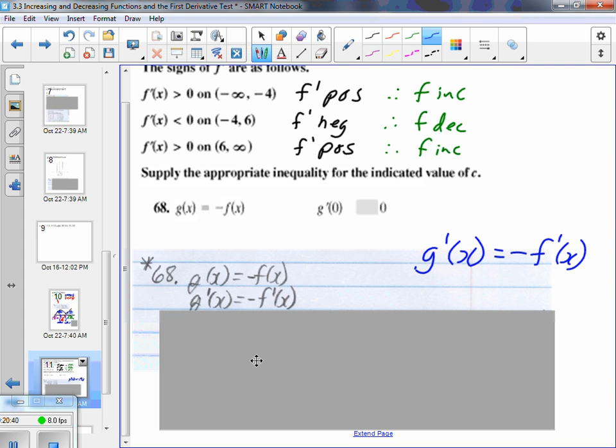g prime and f prime have opposite signs, don't they? If f prime is a positive number and there's a negative sign in front of it, then g prime is going to equal a negative number, isn't it? If f prime is a negative number, but it has a negative sign in front of it, won't that make g prime a positive number? So f prime and g prime have opposite signs. Okay? Now, let me do this.